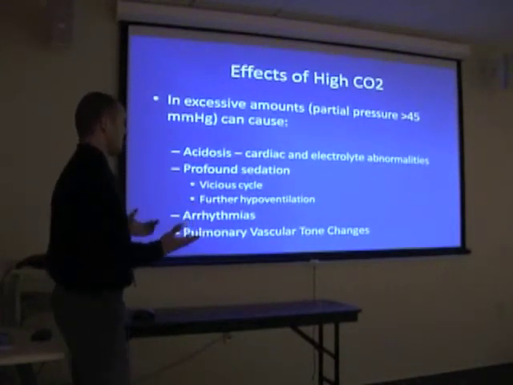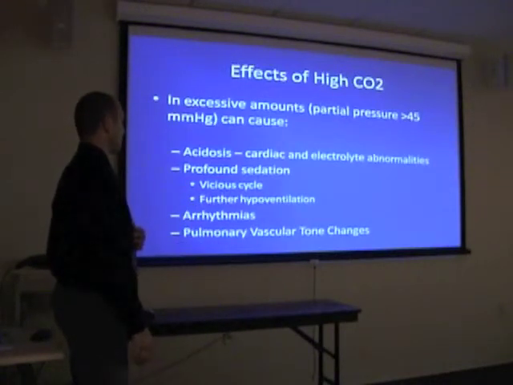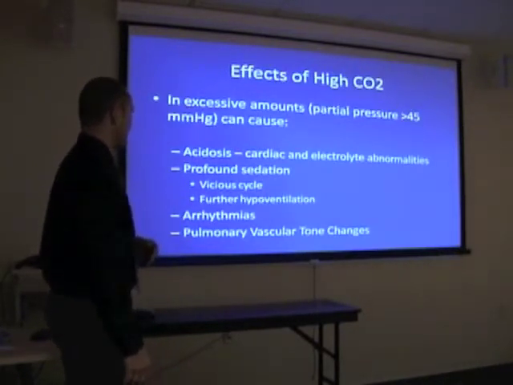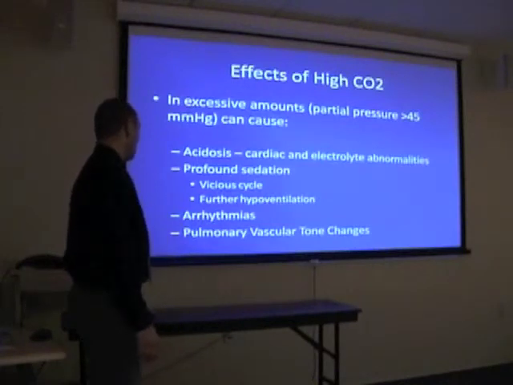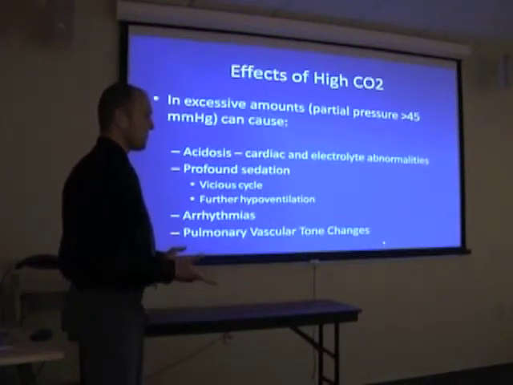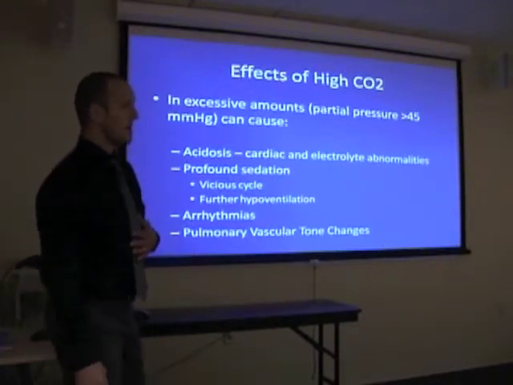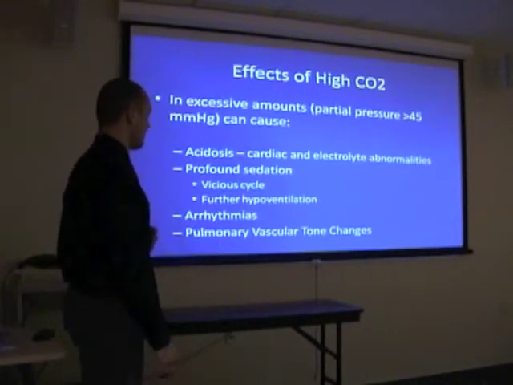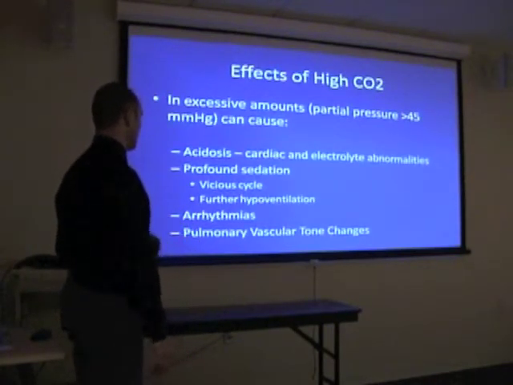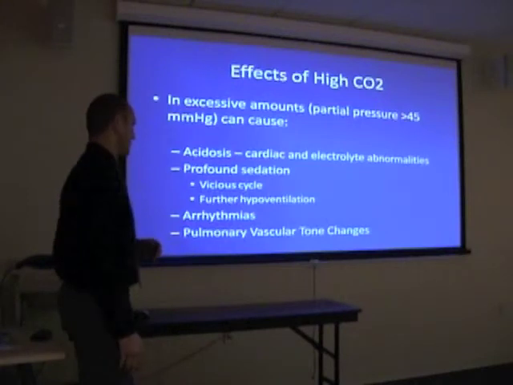Obviously, the acidosis is a huge deal. You can correct that by having them breathe more aggressively or reverse some of their sedatives and narcotics. But obviously, we don't want them to get too acidotic and be arrhythmogenic and have electrolyte abnormalities. And then one of the other things is if you have a patient with underlying pulmonary hypertension, hypercapnia, as well as hypoxemia, can cause very significant changes in pulmonary vascular tone and can really push a patient over into congestive heart failure or just have other issues in general with their pulmonary vascular tone.